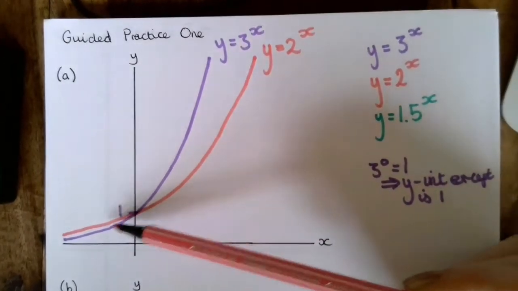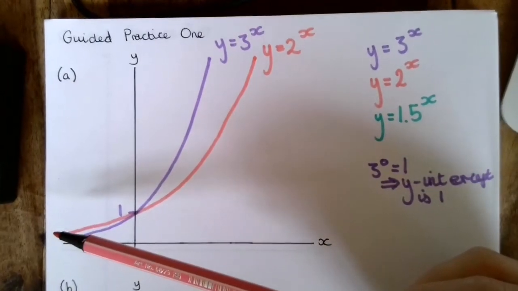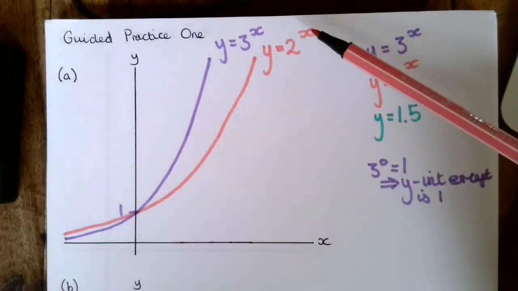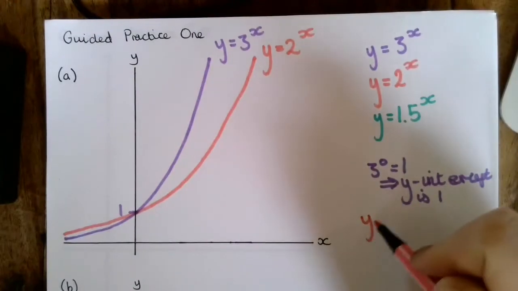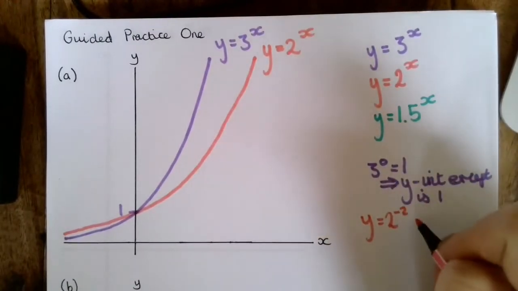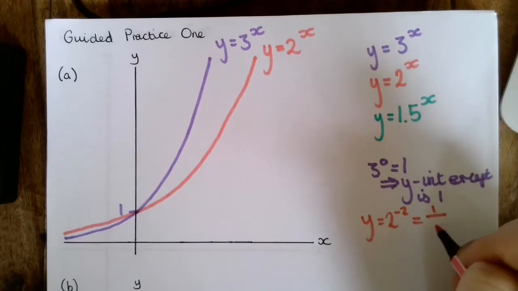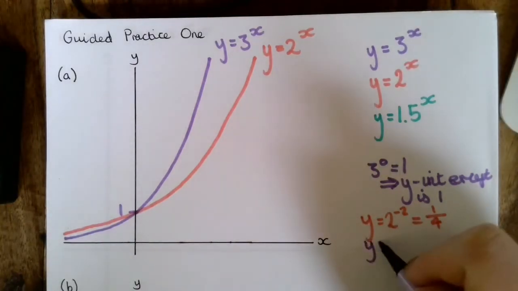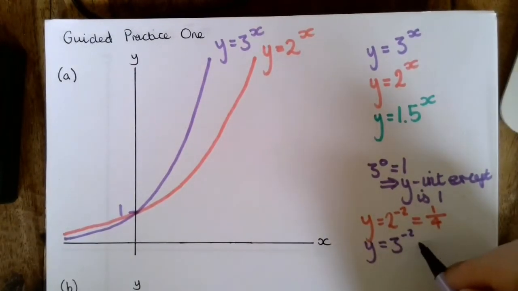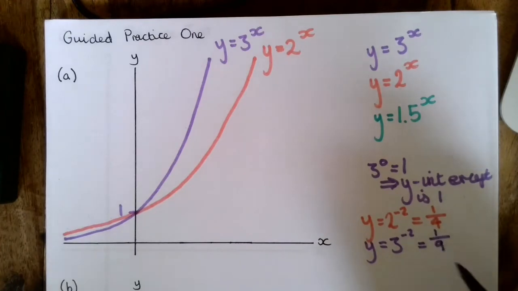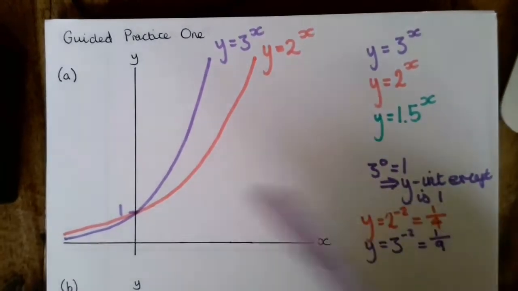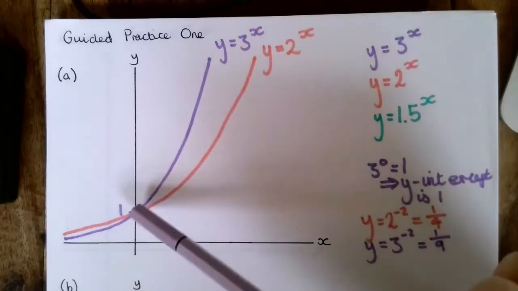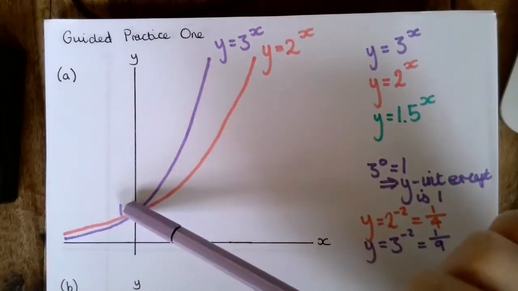However, when we look at our negative x values, we're going to get greater values for y equals 2 to the power of x. For example, y equals 2 to the power of minus 2 is equal to 1 over 2 squared, which is 1 over 4, and y equals 3 to the power of minus 2 is equal to 1 over 3 squared, 1 over 9. So when we get to negative x values, the y values for y equals 3 to the power of x are smaller than y equals 2 to the power of x.